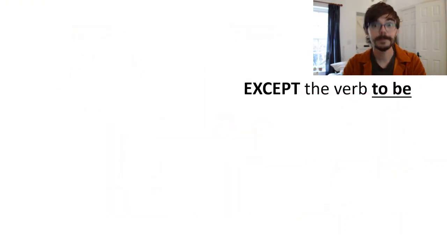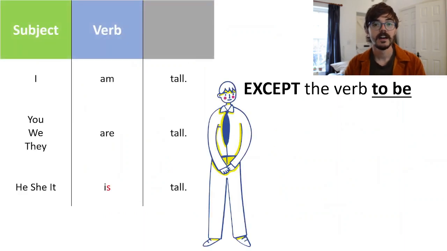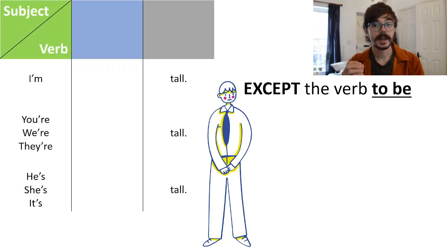So let's take a simple sentence with to be. I am tall. You are tall. We are tall. They are tall. She is tall. He is tall. It is tall. So, how do we make it negative? First of all, with the verb to be and a pronoun, we usually put them together. So I am becomes I'm. You are becomes you're. We are becomes we're. They are becomes they're. He is becomes he's. She is becomes she's. And it is becomes it's.